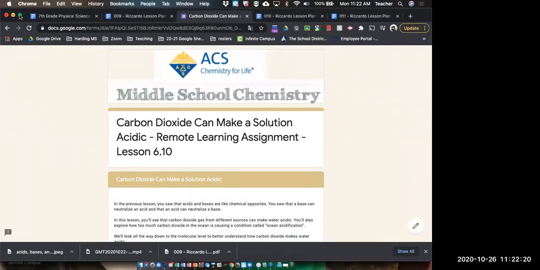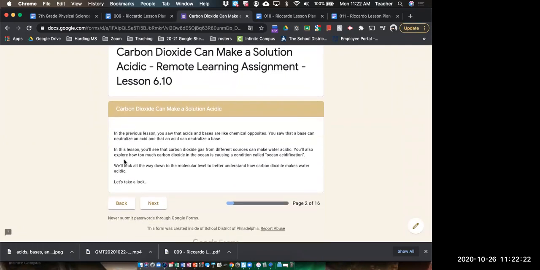In the previous lesson, you saw that acids and bases are like chemical opposites. You saw that a base can neutralize an acid and that an acid can neutralize a base. This lesson, you'll see that the carbon dioxide gas from different sources can make water acidic. You'll also explore how too much carbon dioxide in the ocean is causing a condition called ocean acidification. We'll look all the way down to the molecular level to better understand how carbon dioxide makes water acidic. Let's take a look.